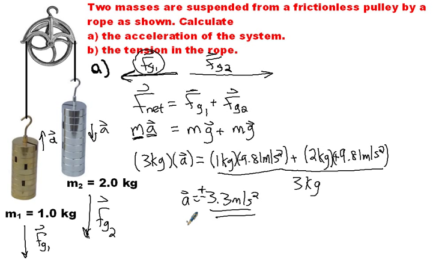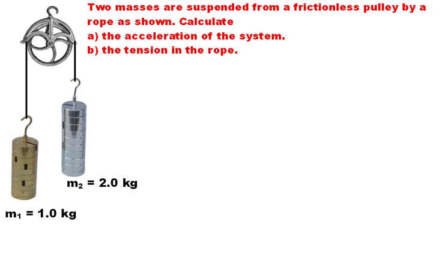Part B, we have to find the tension in the rope. So for part B, I'm going to clear this off. I'm going to focus on just one of those two masses, and it doesn't really matter which one you deal with. So I'm just going to deal with the 1 kilogram mass. I think that seems like an easy place to start.